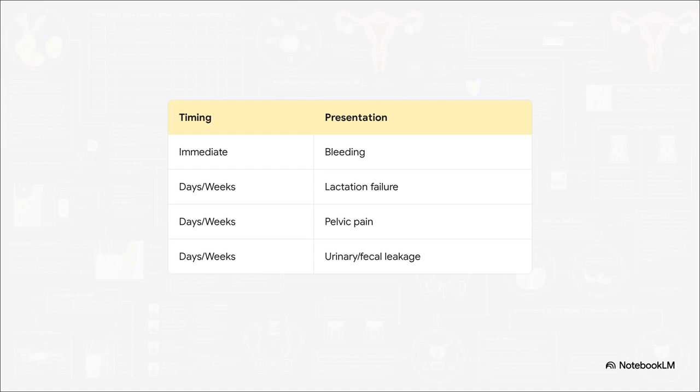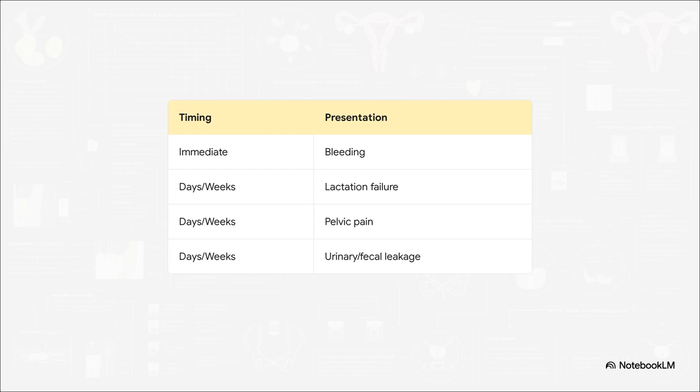We categorize these delayed complications by their chief complaint. Are we looking at lactation failure, pelvic pain with trouble walking, or maybe urinary or fecal leakage? Nailing down the specific symptom drives you straight to the diagnosis. Oh, and we have to add one more critical, delayed symptom to this mental map: fever.